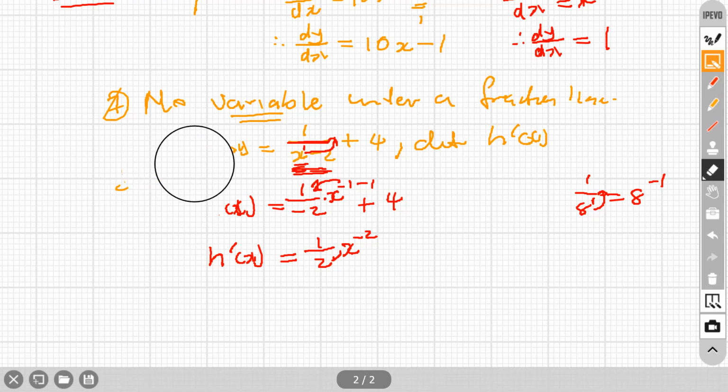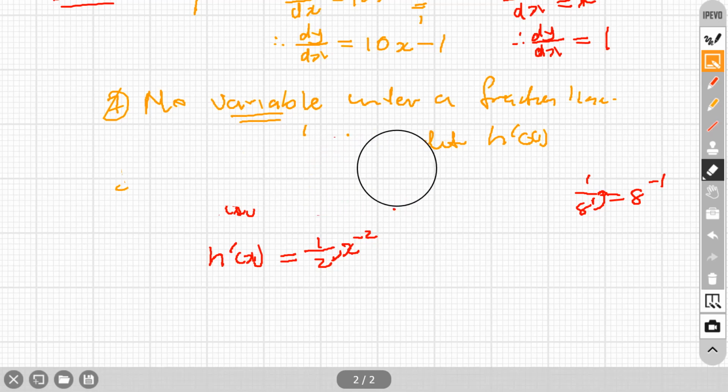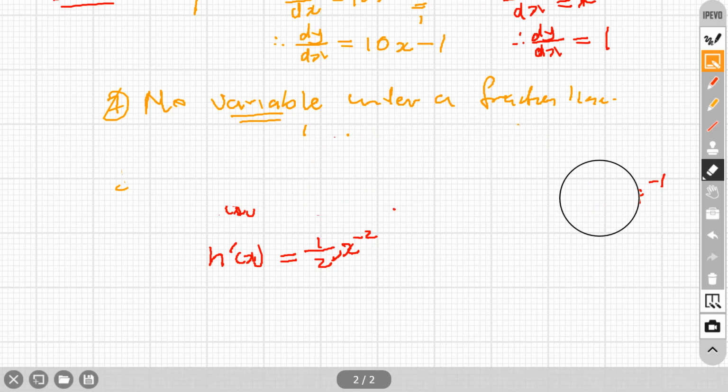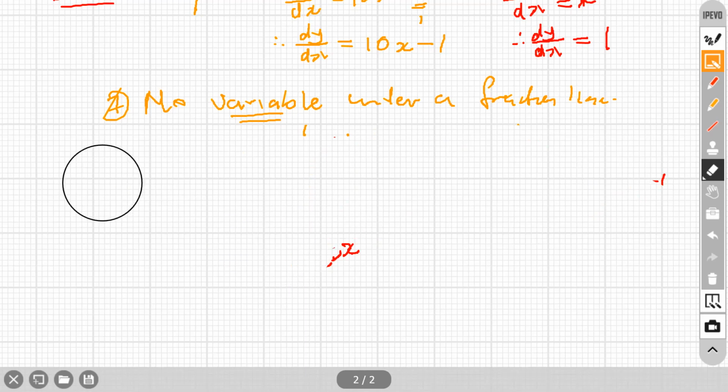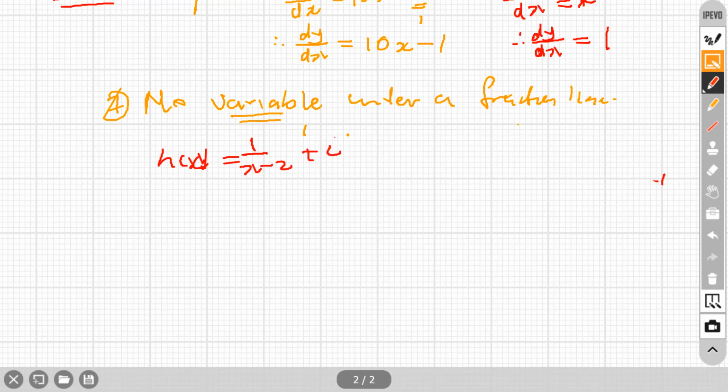It was a lot of work, but okay, what can I do about it? I have to fix it, right? So we were given that h of x is equal to 1 over x minus 2, plus 4. Then we also determine h prime of x, the first derivative. Number one, we said we cannot differentiate whenever there is a variable under a fraction line.